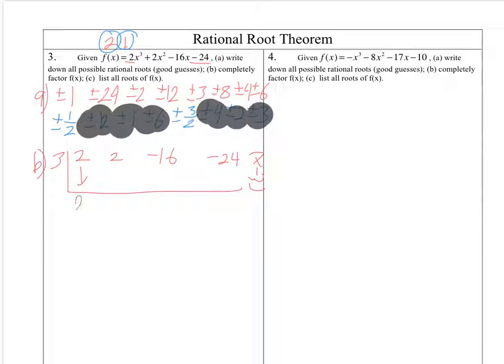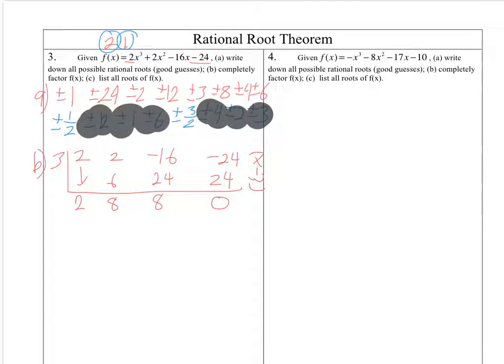Okay, let's try this. So we got 2, that's 6. 2 plus 6 is 8. 3 times 8 is 24. Negative 16 plus 24 is 8. 3 times 8 is 24. And we get a 0. That was really nice that I got that in the first try. But again, if you do not get a 0 in the first try, you try again.